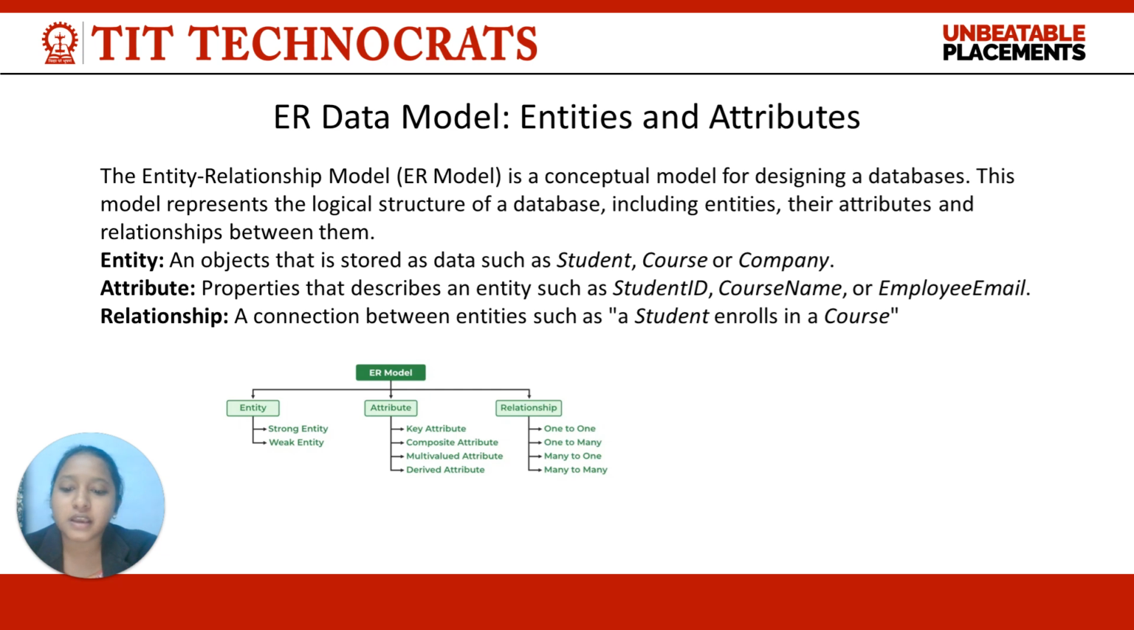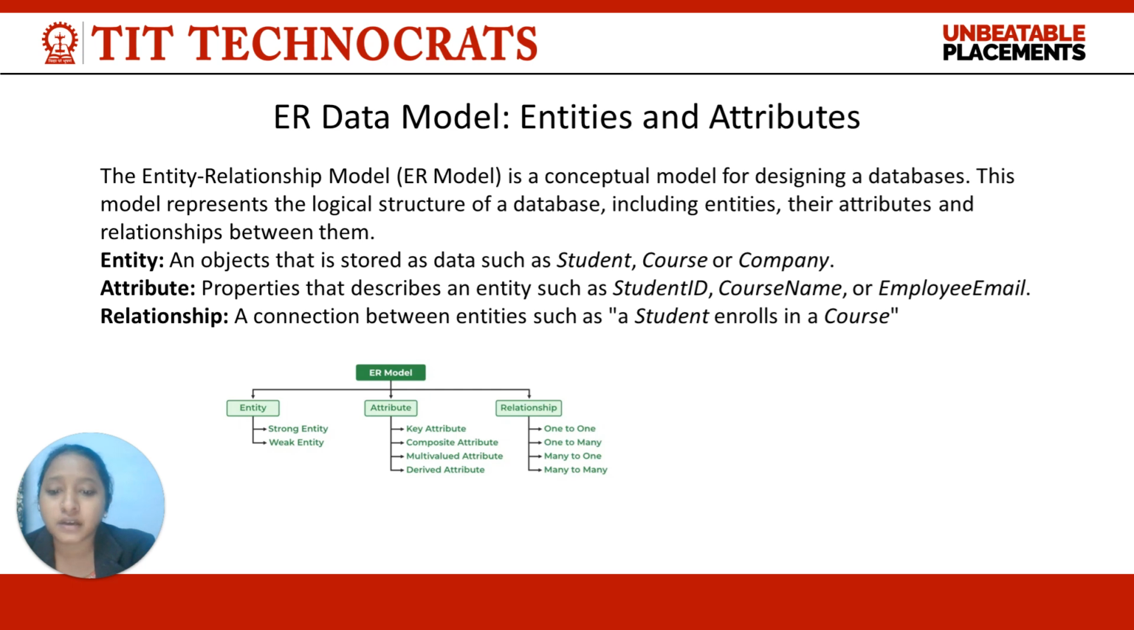These are the details and properties that describe an entity. For example, student attributes could be student ID, name, and email. Attributes are shown as ovals connected to the entity in the ER model.